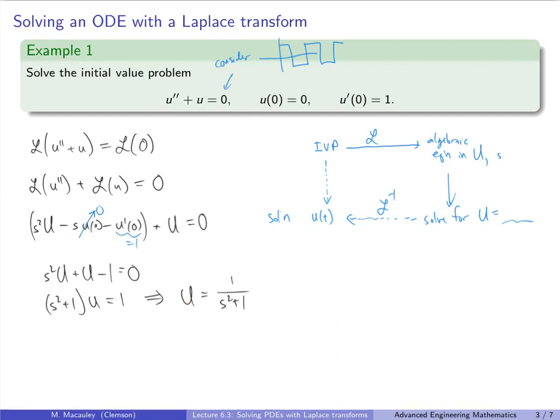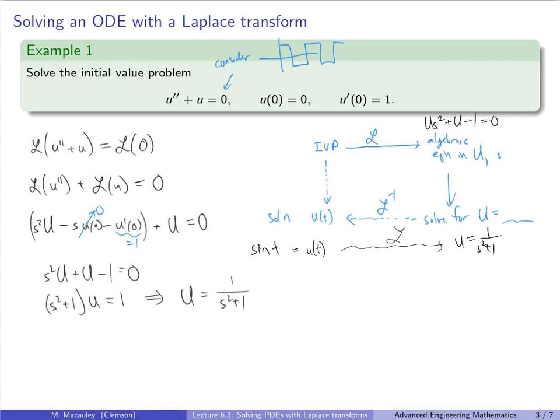So what we did here is we started with this initial value problem. We applied the Laplace transform. We turned it into this algebraic equation. Let me write that down. s squared U plus U minus 1 equals 0. We solved that: U equals 1 over s squared plus 1. And the question is, what function has the Laplace transform equal to this? And it turns out it's sine of t.